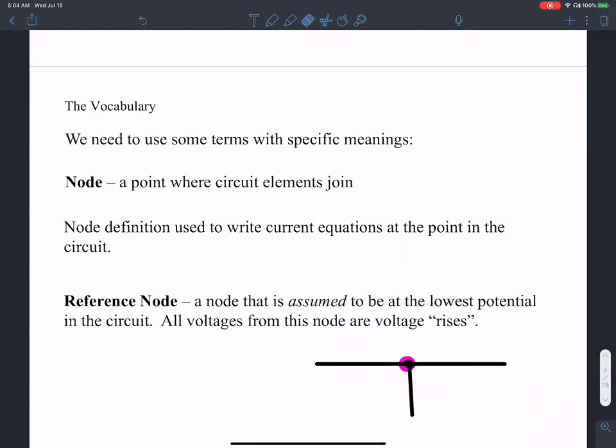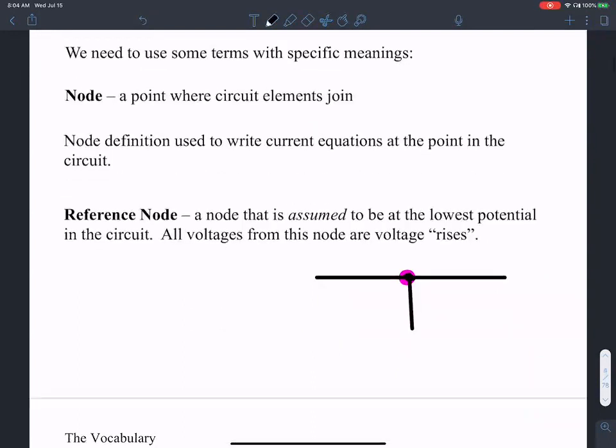Okay, let's see. We need to use some terms that have very, very specific meaning. A node is a point where circuit elements join. The node definition is used to write the current equations, okay? So when you look at a node, you write KCL at each node and then solve. Once you set up KCL equations at all the different nodes, you have set up all the equations and you can solve.